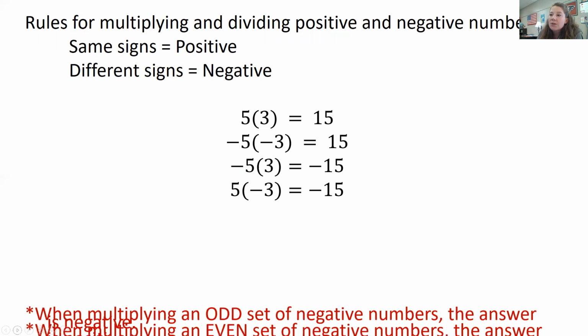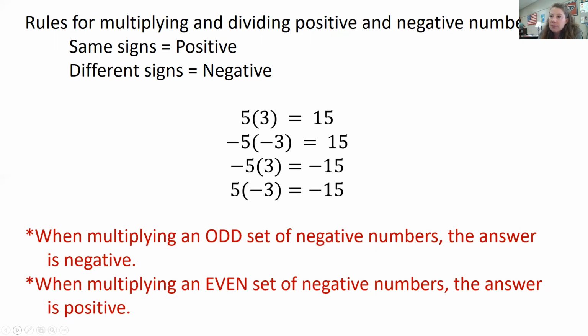Sometimes you have more than 2 numbers being multiplied. So basically, if the amount of negative numbers is odd, so if you have 1 negative number or 3 negative numbers or 5 negative numbers, the answer will always be negative. When you are multiplying an even set of negative numbers, the answer will be positive because for every 2 negatives, you get 1 positive. So if you have 2 negatives multiplied, you get a positive. If you have 4 negatives multiplied, you get a positive. If you have 6 negatives being multiplied, you get a positive, so on and so forth.